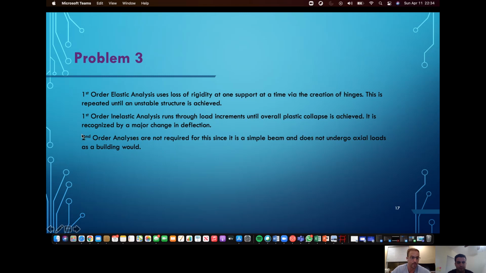For this particular problem, second order analyses were not required since it's just a simple beam and it is different than a more complicated structure like a building, in which case there would be more axial loads with the beam columns. So a second order analysis would be required for that scenario.